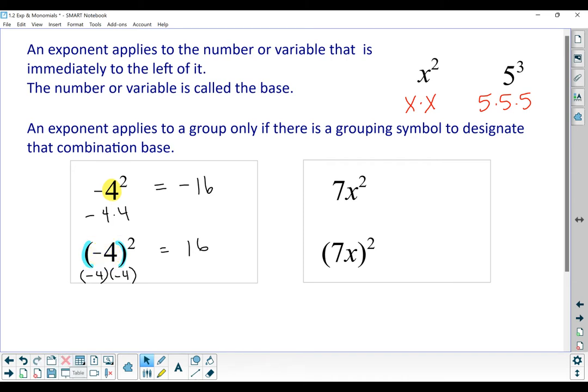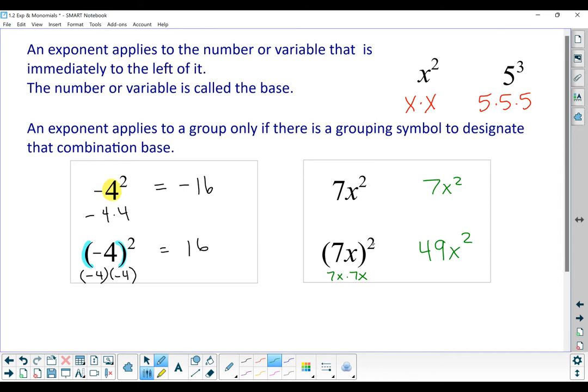Okay, and over here, these two expressions are different. 7x squared is different than the quantity 7x being squared. In this case, the exponent is right next to the x, and that exponent only applies to the x. So 7x squared is 7x squared; we can't really write it any differently. But if we have the quantity 7x squared, that means 7x multiplied by 7x, so this is actually equal to 49x squared.